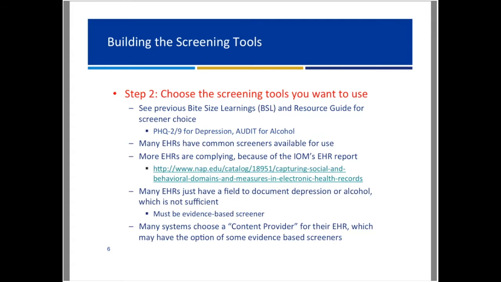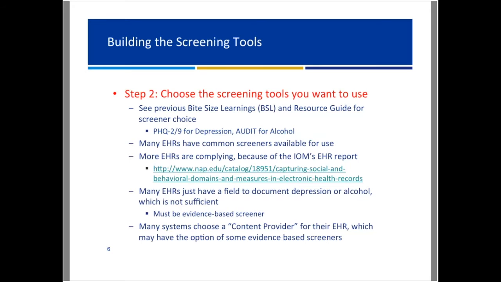Step 2, you have to choose the screening tools that you want to use. We've talked about this in previous bite-sized learnings and in the resource guide that was developed. And the tools that are most often used and probably most widely promoted are the PHQ-2 or the PHQ-9 for depression and the AUDIT for alcohol. Many electronic health records already have these common screeners available for use, so that would be a strong advantage for your site if your electronic health record has the screener available for use already.